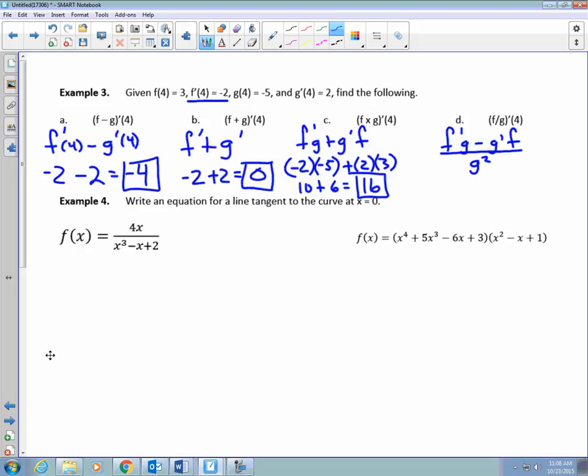So f prime, negative 2 times g, negative 5. So it's like what we have over here, except we're going to have a minus sign. And what's g squared? 25. We got positive 10 minus 6 over 25. So we get 4/25.